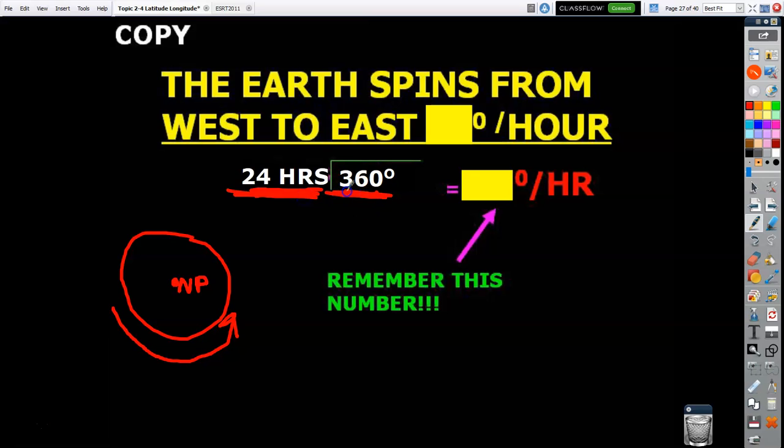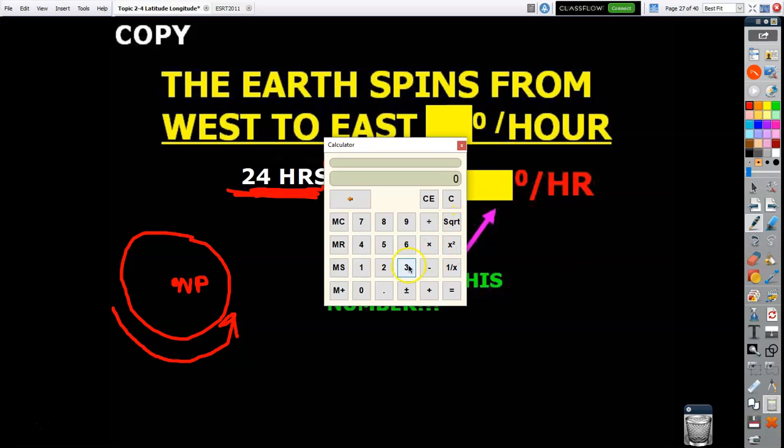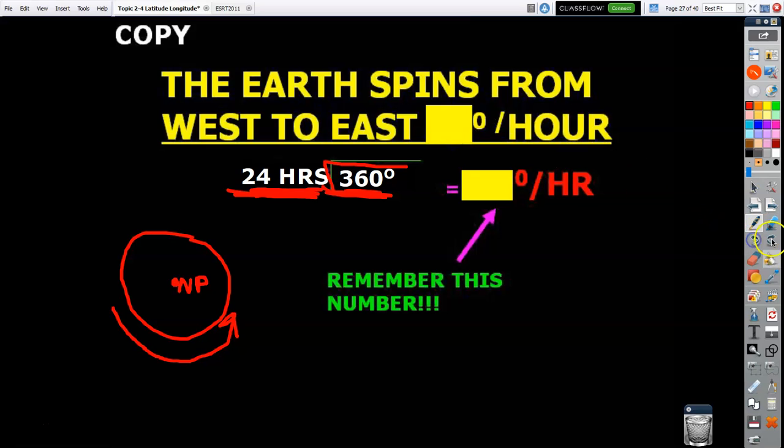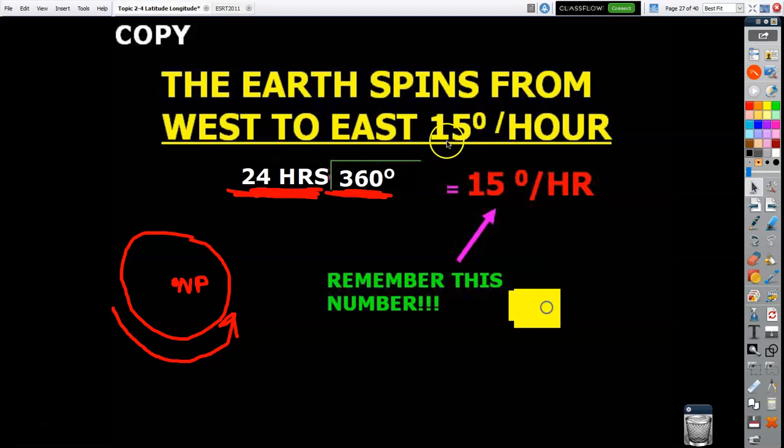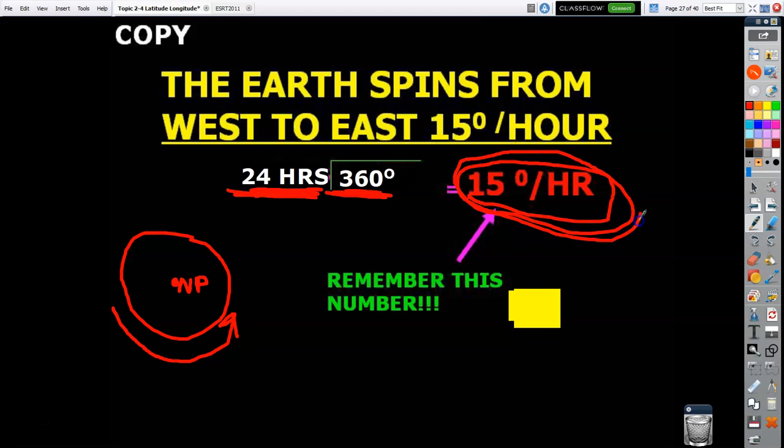If you take this 360 degrees and you divide it by 24 hours, where's my calculator? 360 divided by 24 hours in a day, you get what I call the magic number, 15. So that means we rotate 15 degrees an hour. That's our rate of rotation. 15 degrees every hour the Earth is rotating, west to east. You need that number when you're trying to figure out your longitude. So remember that number, 15.